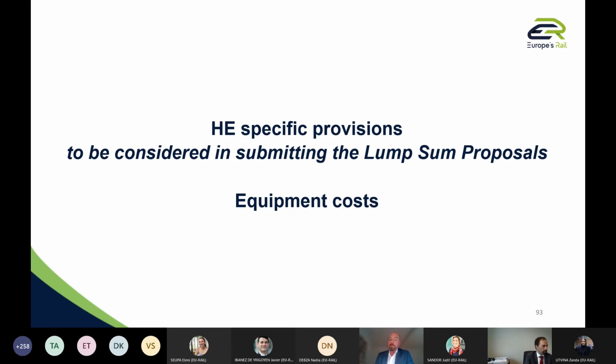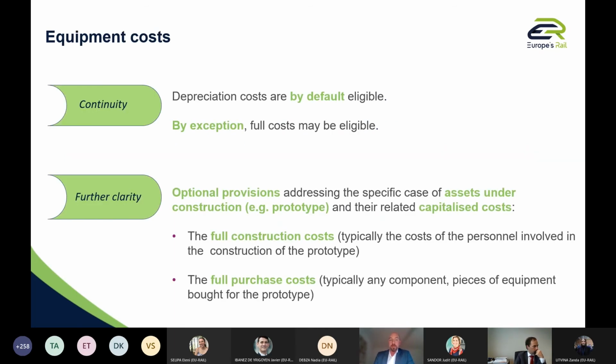Also, interesting for you to know, just because I know that some will be interested in the equipment costs, and we already have received such questions. Next slide, please, Giorgio. The overall concept of equipment costs is the respect of the depreciation, because by default, what is considered eligible is the depreciation cost of your equipment for the duration of the project. There are some exceptions, okay?